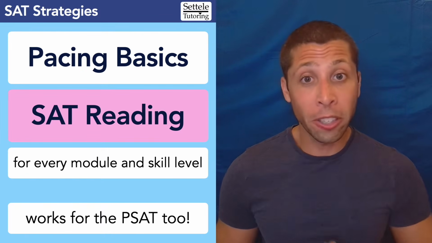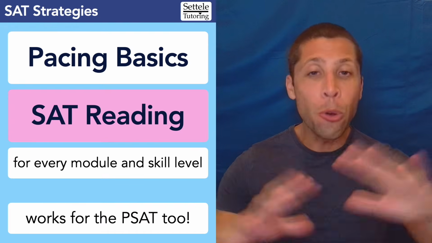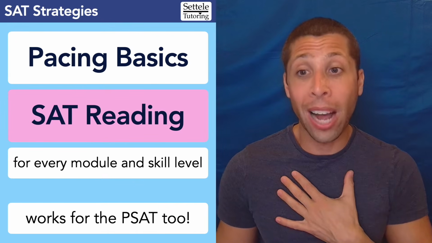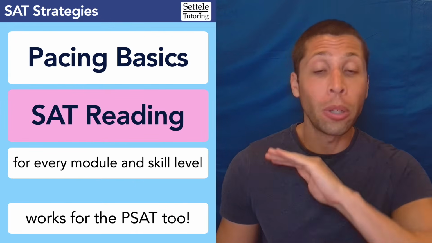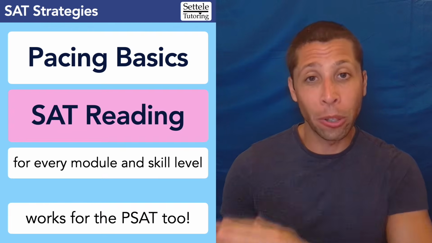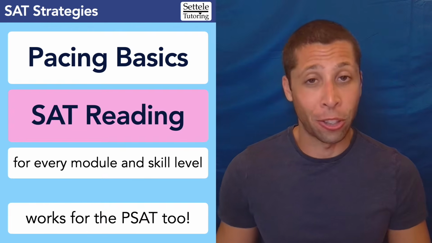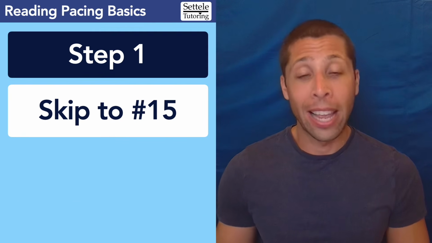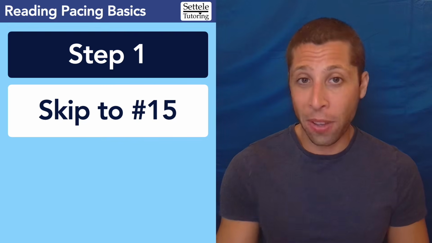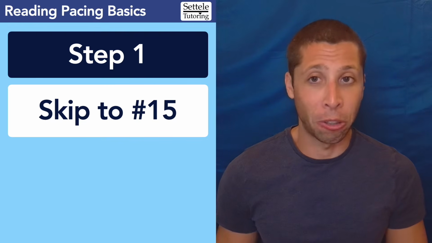In this lesson, I'm going to go over the basic stuff that you need to know to pace yourself properly through the SAT reading and writing sections for the digital SAT. This is also going to work for the digital PSAT. So this is a universal strategy. It is also what I do. It's going to work for every module, every skill level of student. Everyone should be following these steps. Let's get started. Step 1, very simple. In every reading module, skip to number 15 right away as soon as the section begins.